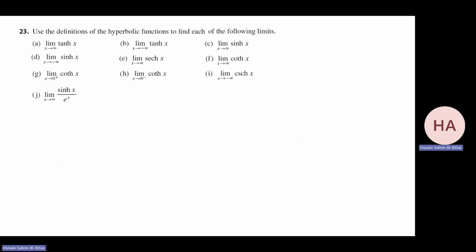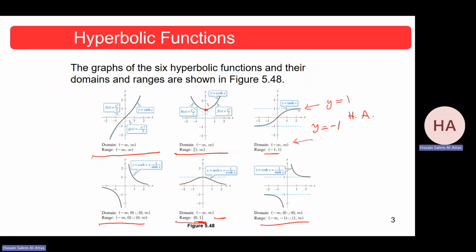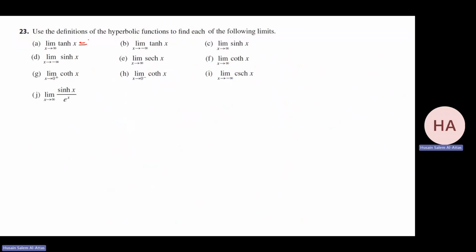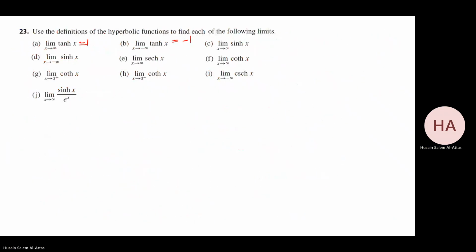Now check these limits. For tan hyperbolic, from the graphs, the limit as x goes to infinity is 1. The limit as x goes to minus infinity is minus 1. So this is easy. That will be 1, and that will be minus 1. For sine hyperbolic, go back to the graphs. Sine hyperbolic goes to infinity, and this goes to minus infinity. That will be infinity, and that will be minus infinity.